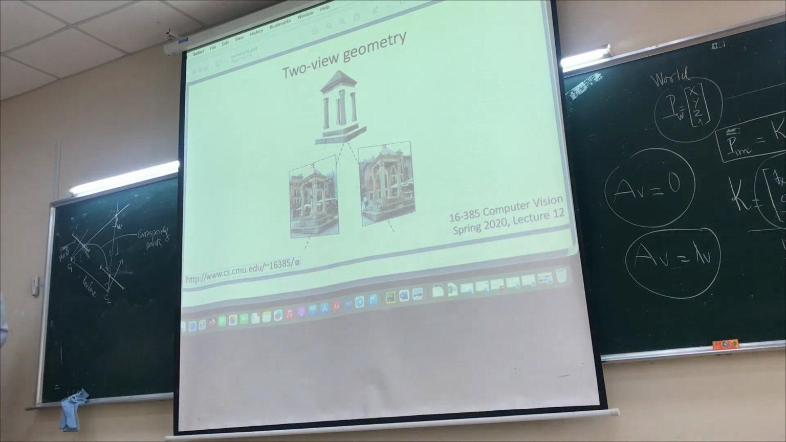Can you imagine that? Imagine there are two images from two cameras. The most important thing is that you have to determine which point corresponds to this one. Once you determine that, you can build this. That is the idea we study today.